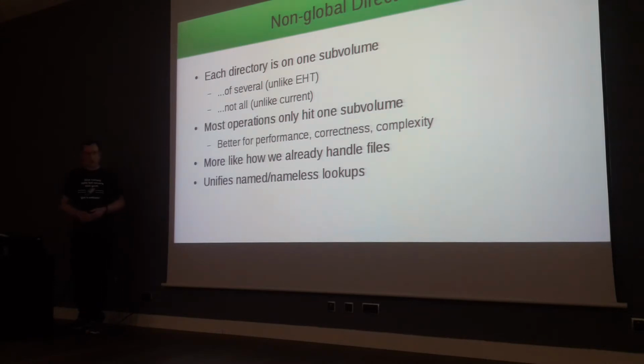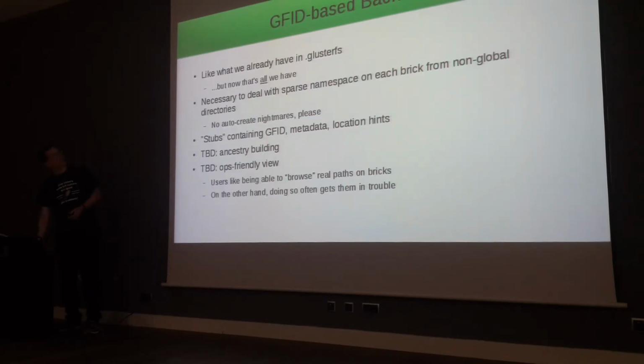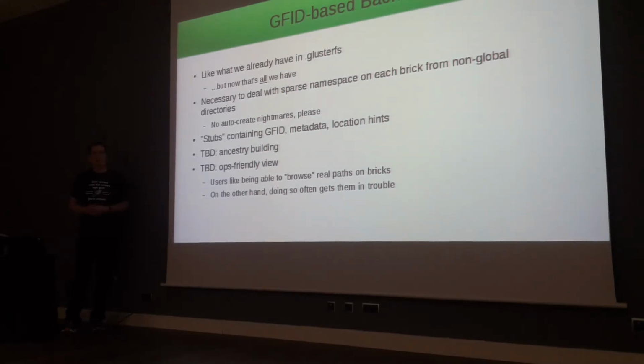The other thing that this does for us, in combination with the next change, is that it makes named and nameless lookups look a lot more similar. Because the next change is that the back end is going to be based more on GFIDs rather than names. To get to a file given its GFID, all we need to do is traverse that top level set of directories that exist in GlusterFS, which we already have. We already need to have that for nameless lookups. What we're proposing for DHT version 2 is that that's all we have.